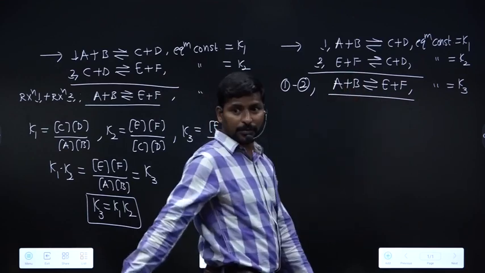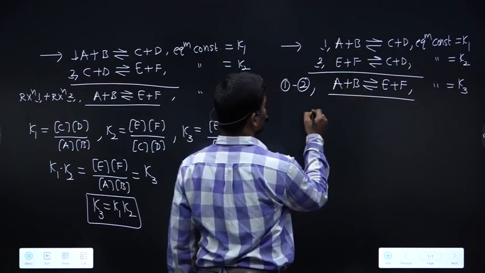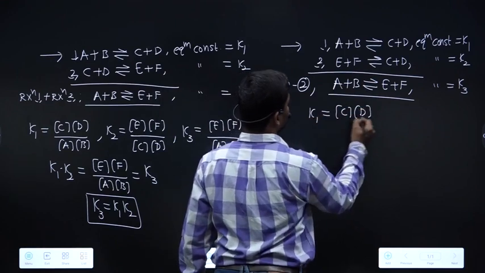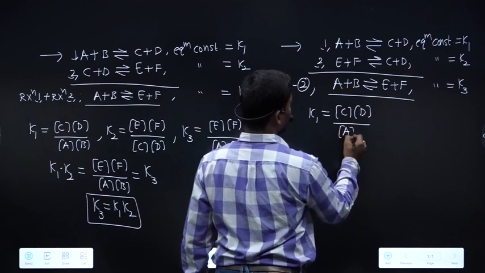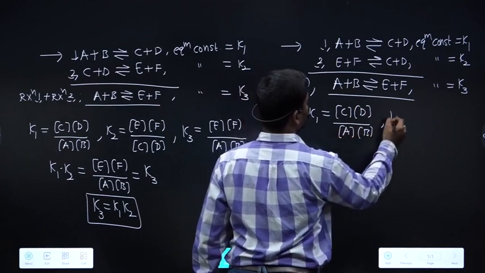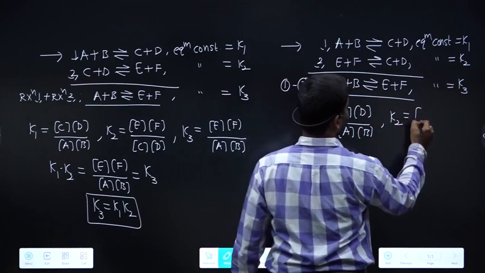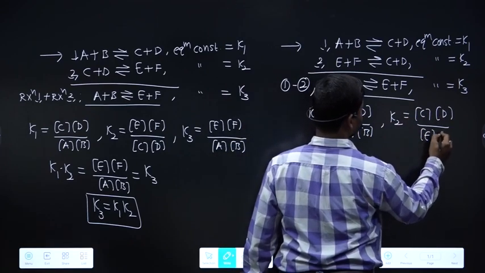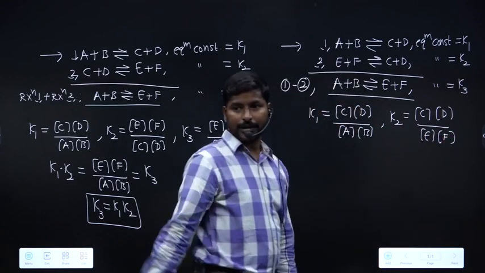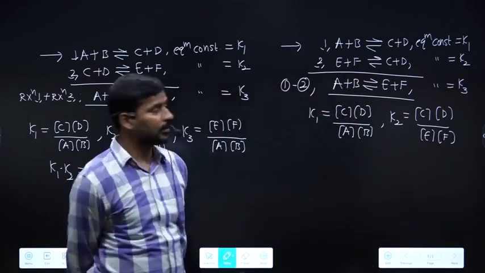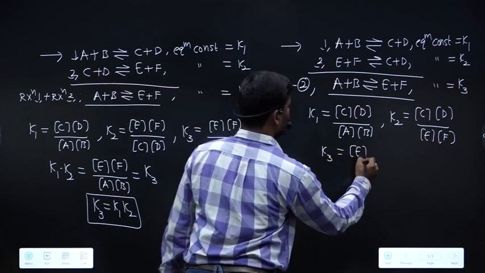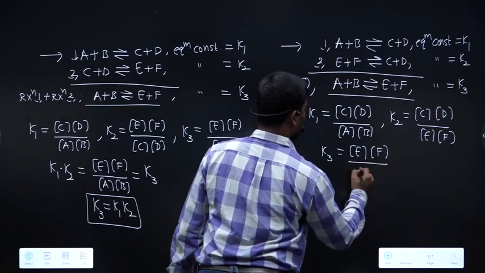So write the expressions for K1, K2, K3. K1 is C into D by A into B, K2 is CD by EF, and K3 is EF by AB.